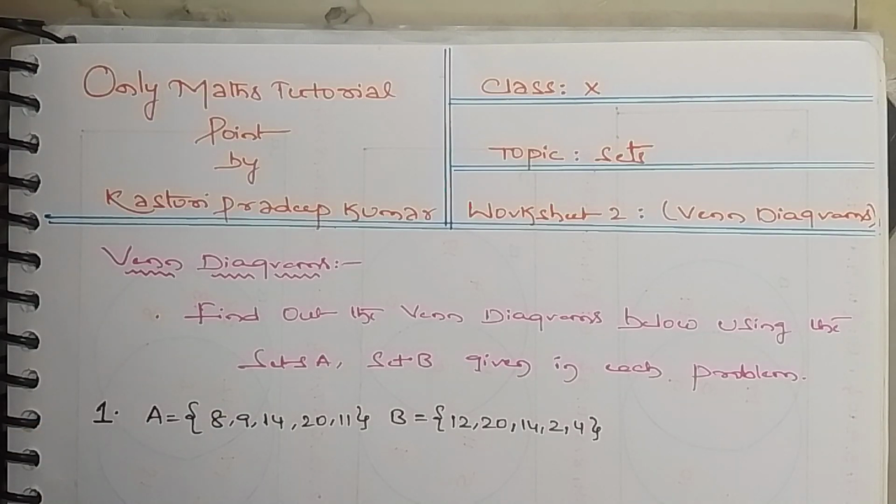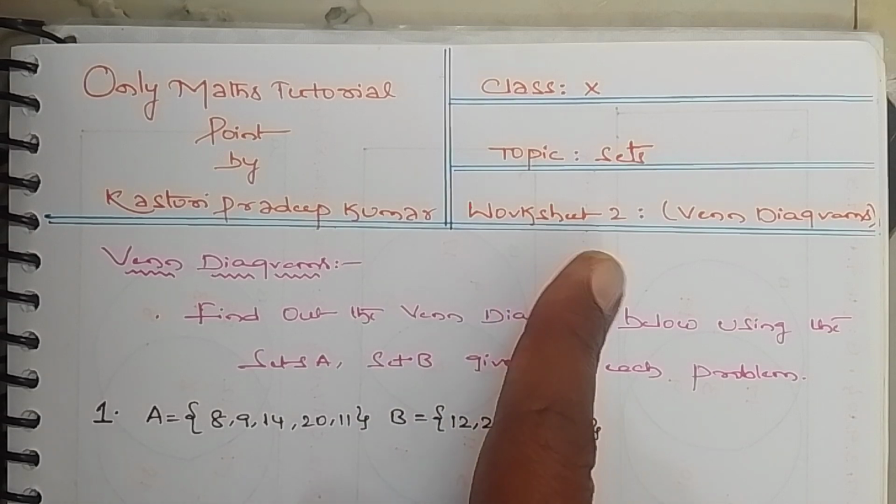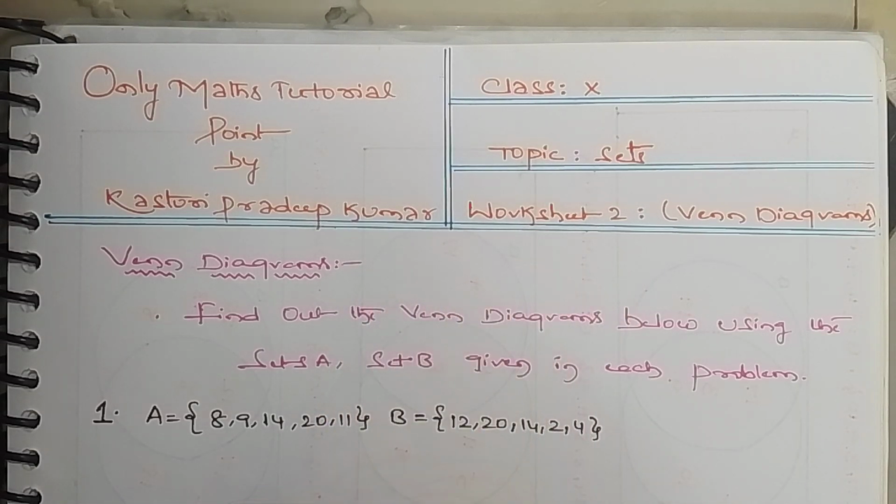Today we are going to discuss class 10th topic sets, worksheet 2, Venn diagrams. So this is the second worksheet. Find out the Venn diagrams below using set A and set B given in each problem. Okay, let's start.